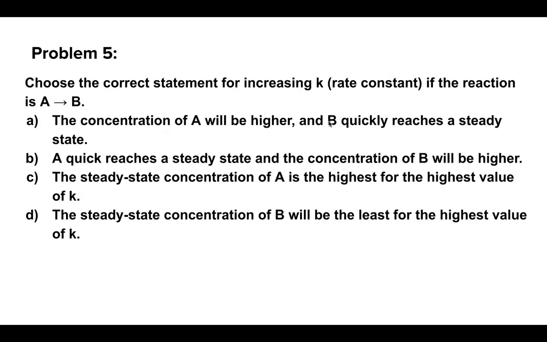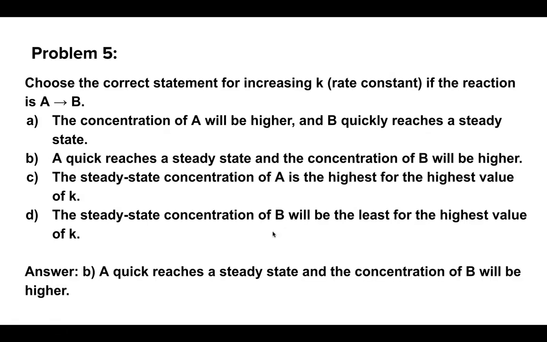So choose a correct statement if increasing K, if the reaction is A giving B. Increasing K means there is more reaction happening, so you have to first recognize that. Now, concentration of A will be higher and B quickly reaches a steady state. Will that happen? A quickly reaches a steady state and concentration of B will be higher. Probably that is going to happen. Anyway, because the rate of reaction is higher, it is more likely that there will be a higher concentration of B than A. Now, steady state concentration of A is the highest for the highest value of K. Will that happen? Steady state concentration of B will be the least for the highest value of K.